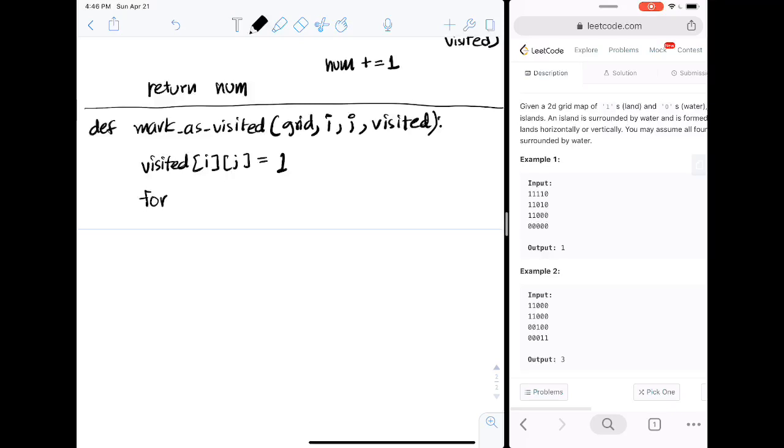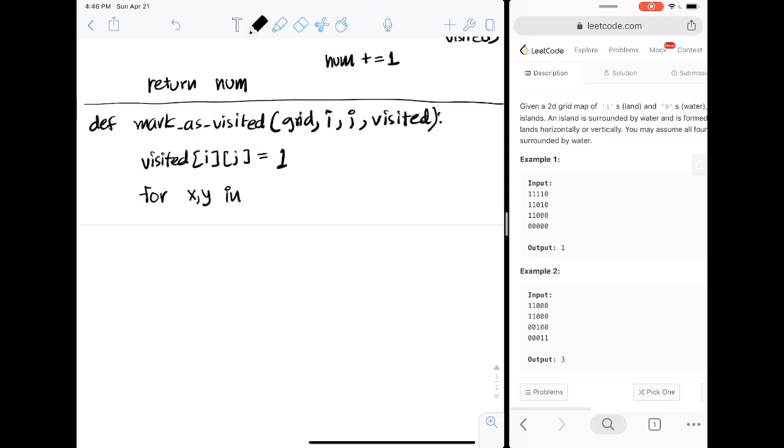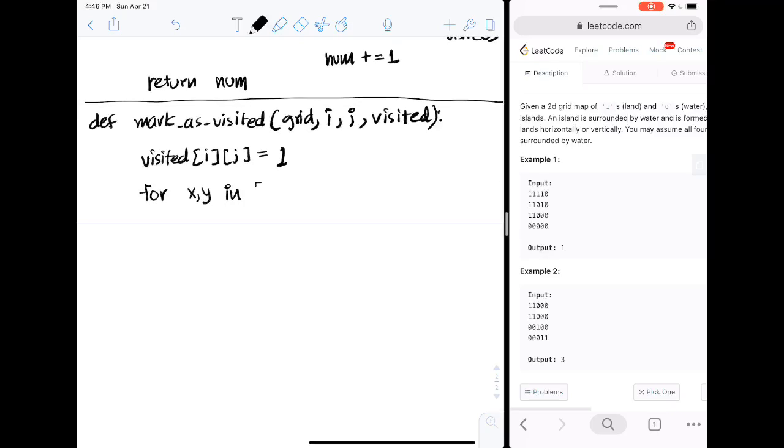for x, y in... what are the different things? So I could go i plus 1 j, I could go i minus 1 j, I could go i j plus 1, and then I could go i j minus 1. So those are the 4 places I can go, right? Because the only ways I'm allowed to go are vertical and horizontal.